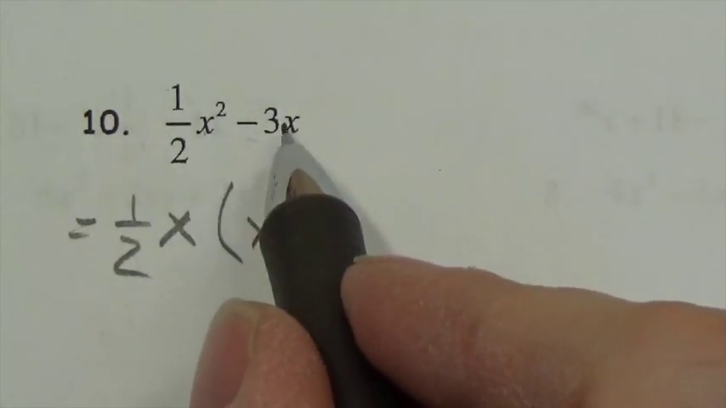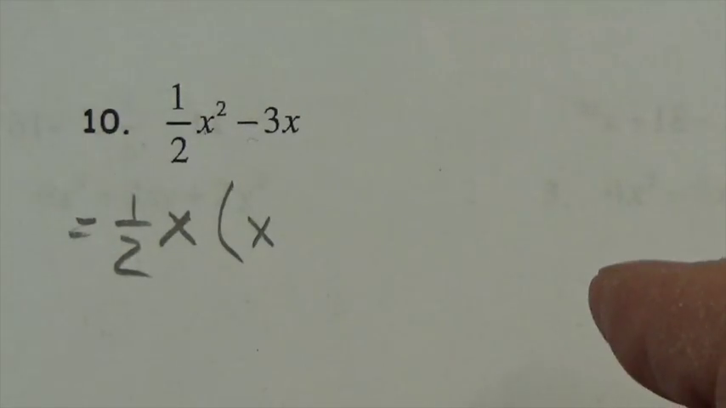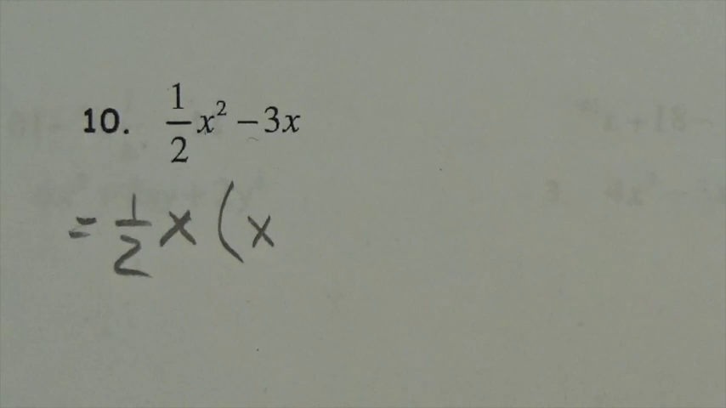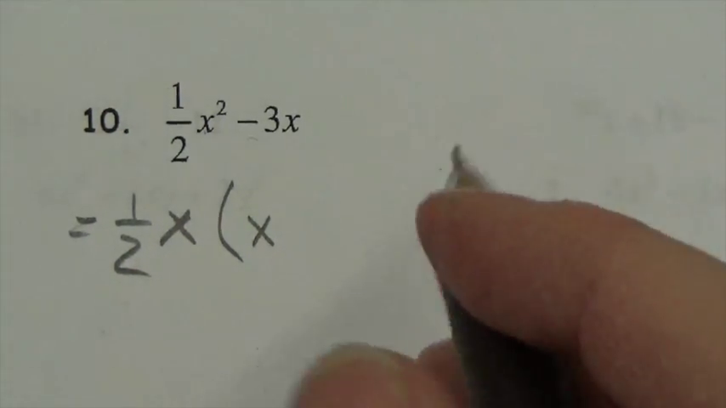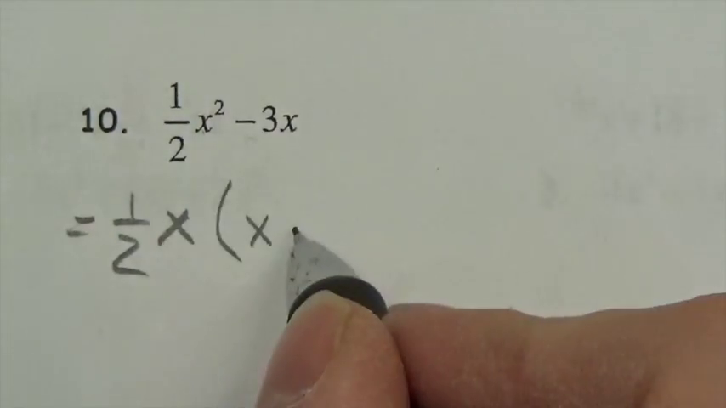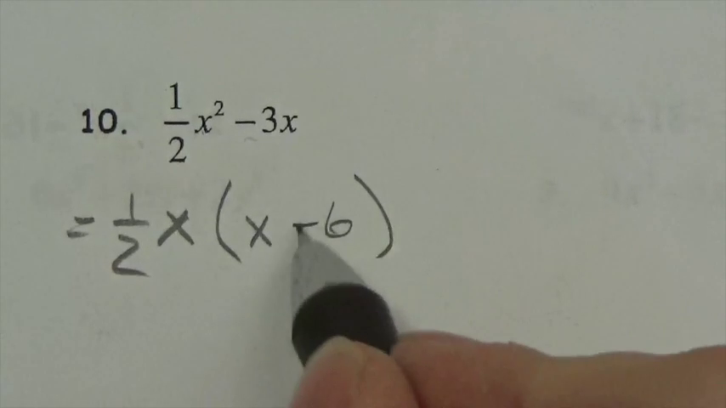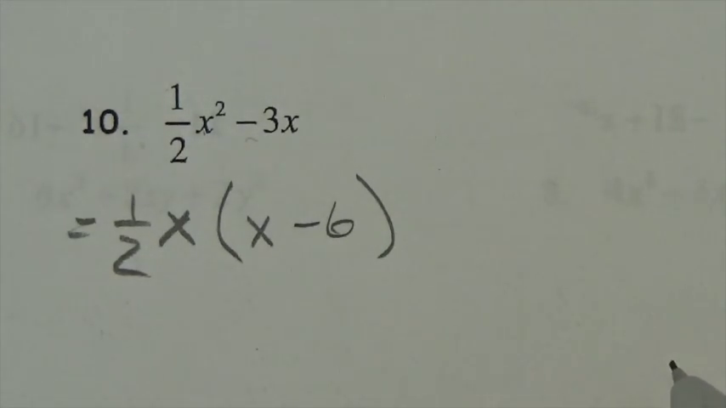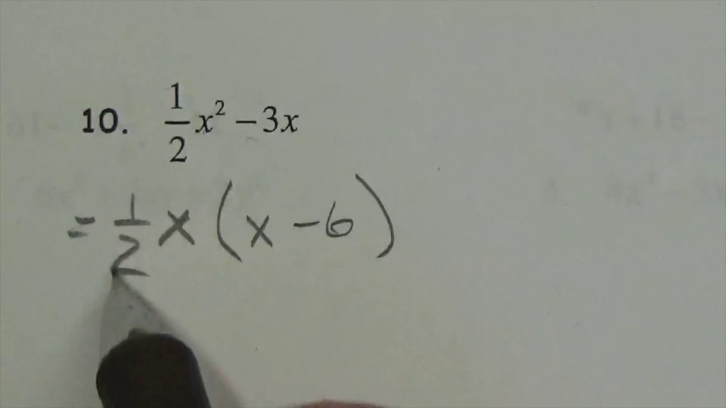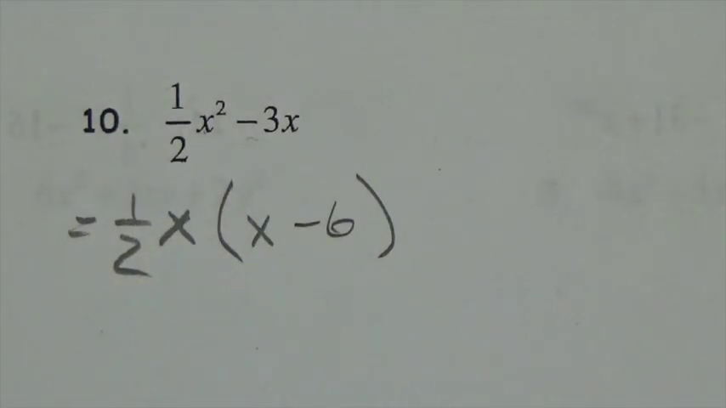And remember, once again, this is not 3 divided by 2. It's negative 3 divided by half. When you divide by a half, it's the same as multiplying by 2. So that negative 3 will become negative 6. Then x divided by x is just going to be 1. And I don't need to write it because I've already got a term there. So there you go. This will become 1/2 x times x minus 6.